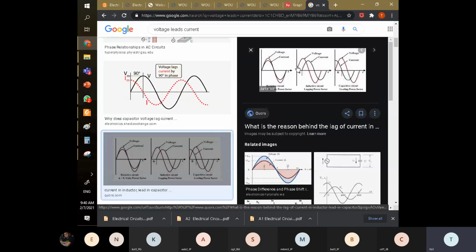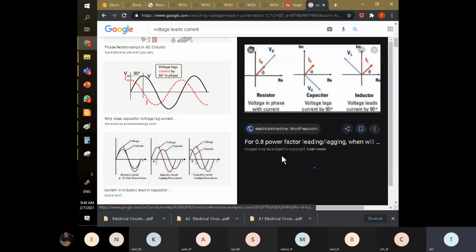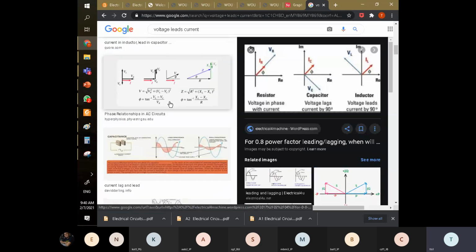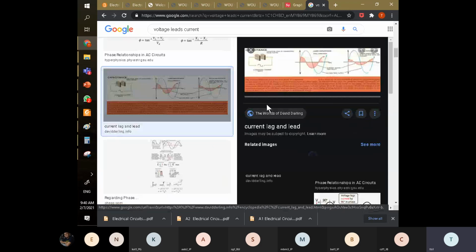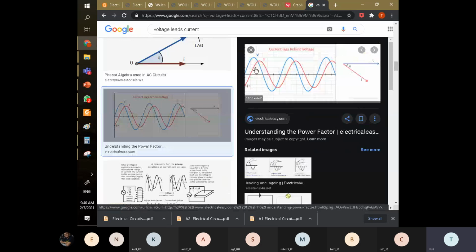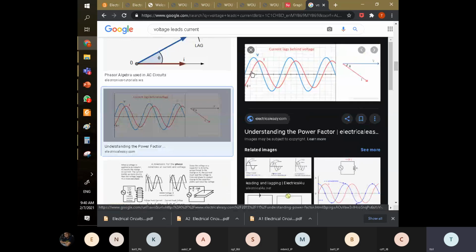Voltage. Let me find the one with the... Yeah, here. We should find the one with the... Let me find a better one. Current lags the voltage. So the current here is more to the right hand side, right? So the one on the left is the voltage, indicated by the blue line here. So voltage leads, current lags voltage. Another way in reverse is current lags the voltage, right?